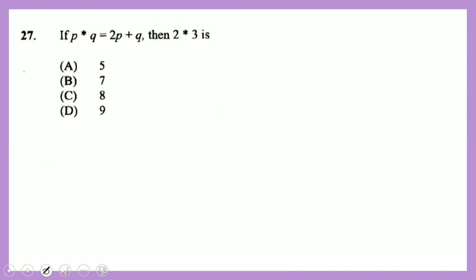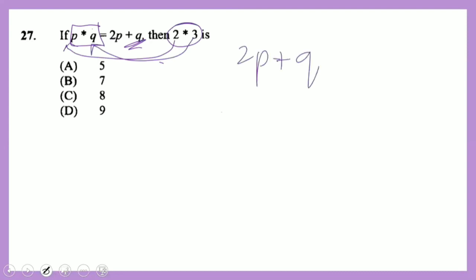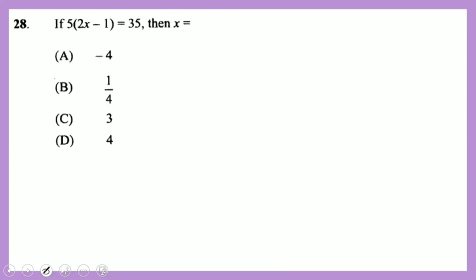All right, number 27, this is a binary operation. We have a formula here involving P and Q. Here it is. So regarding our question here, we can see that 2 is supposed to take the place of P and 3 is supposed to take the place of Q. So anywhere P is, I'm going to put 2, so that's 2 times 2, plus Q is supposed to be 3. 4 plus 3 will give us 7.